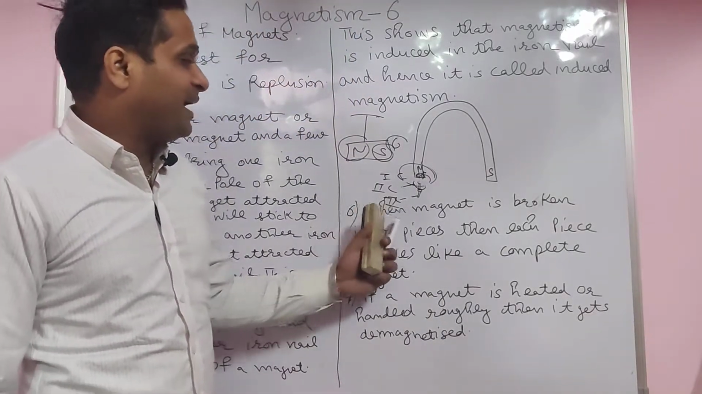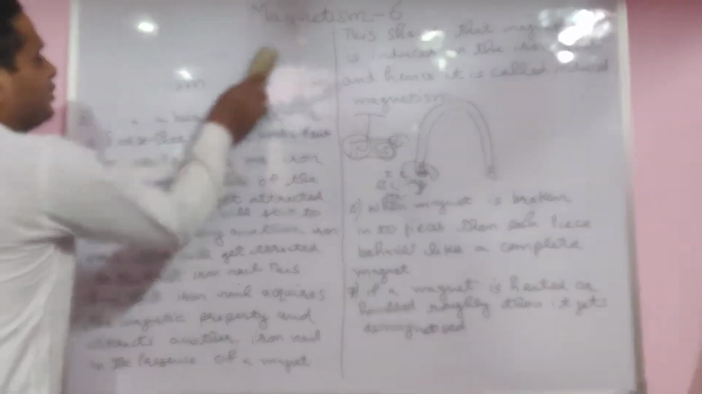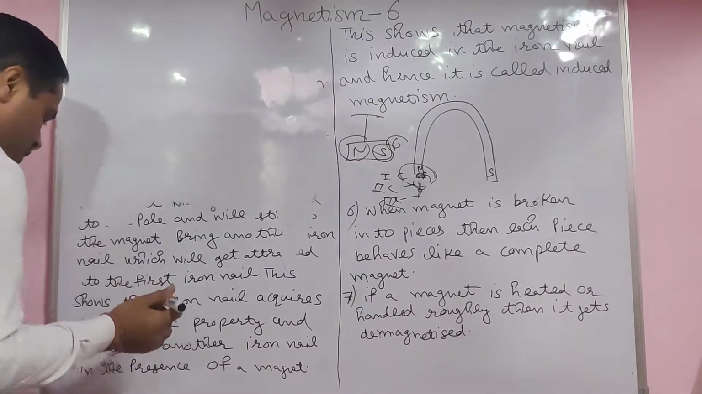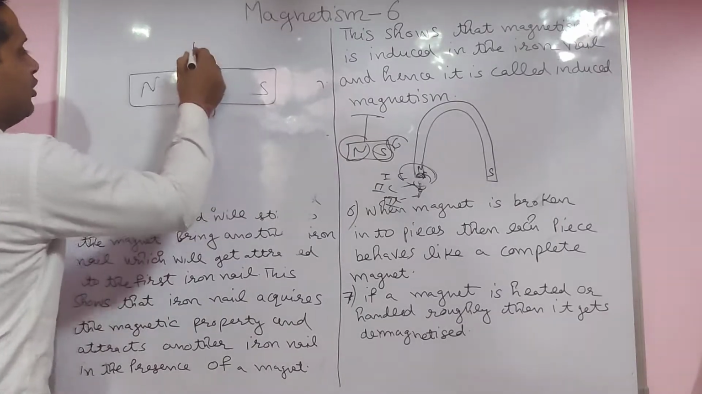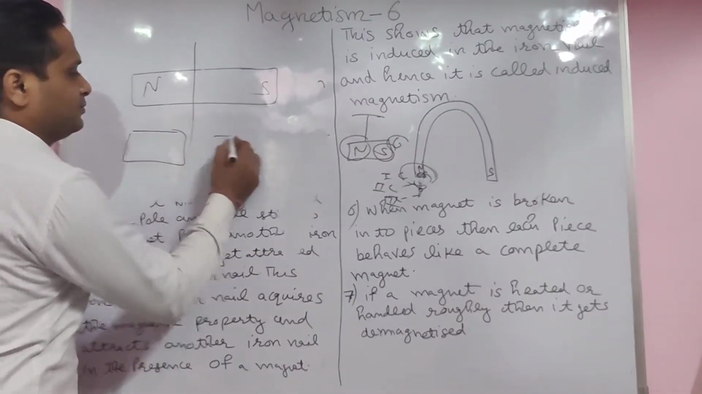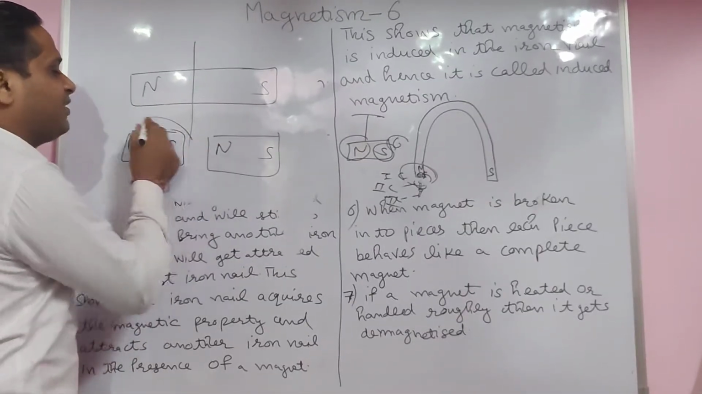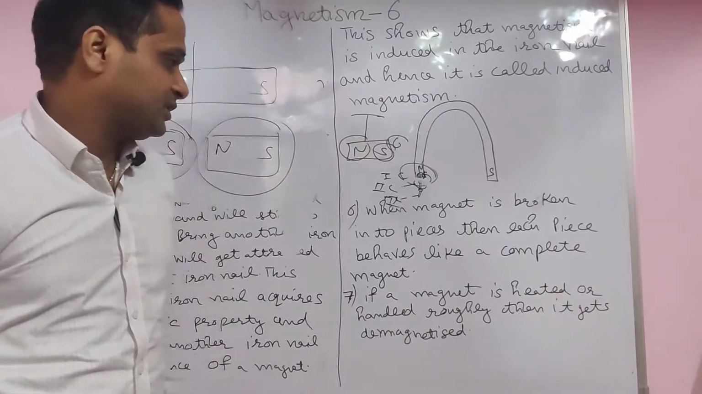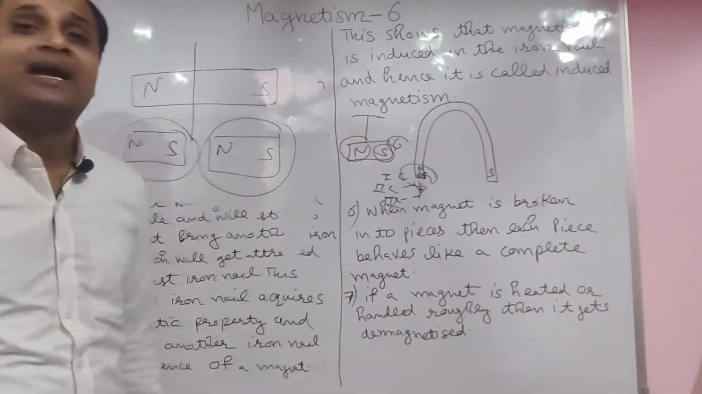When a magnet is broken into pieces, that is a very nice experiment. See there, what happened? For example, you have a big magnet like this, North Pole, South Pole. When you cut it into pieces, there are two pieces. After cutting, this is the South and this is again a full magnet form. Keep in mind, again a full magnet form. When a magnet is broken into pieces, each piece behaves like a complete magnet.